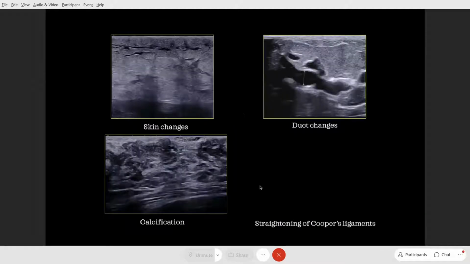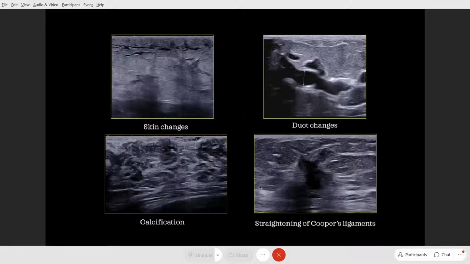The last one is seeing the surrounding tissue, which is the skin changes and the ducts, whether it has dilatation, it has debris, and calcification either within the mass or in the duct or outside the mass, and straightening of the Cooper's ligament. So these are lines caused by the desmoplastic reaction and the fibrosis that happens around, which is very similar to the architectural distortion that we appreciate on the mammogram, which causes straightening of the Cooper's ligament.